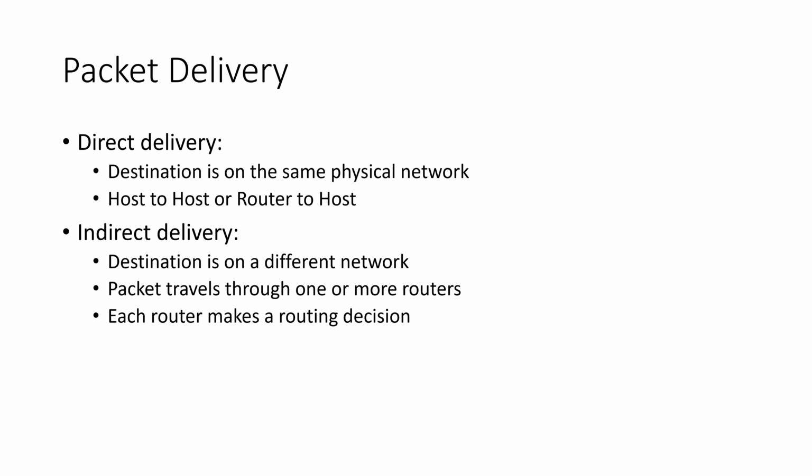In this case, the packet travels through one or more routers, and at every router, a routing decision needs to be made, deciding which path the packet should take next. Since routers typically have multiple outgoing links, each one must examine its routing table and choose the most suitable path based on destination address and routing information.